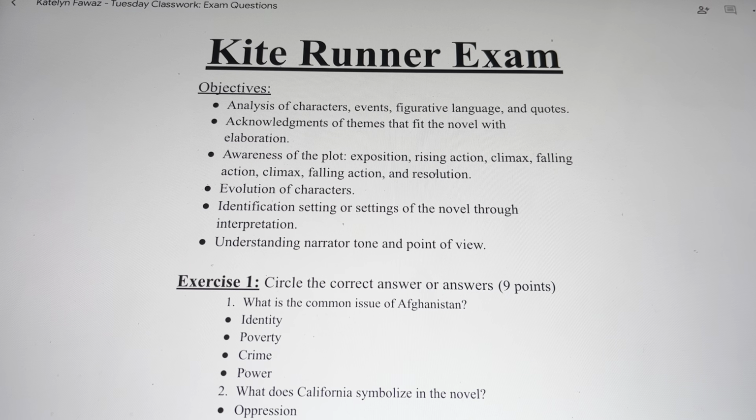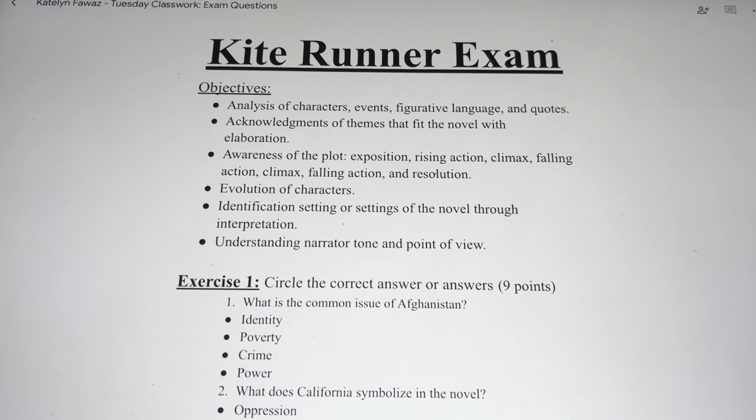And then you have the awareness of the plot. So what's the actual plot, the exposition, the rising action, the climax, all of these things. What is the rising action, when did it happen, which chapter, and then the evolution of the characters. So how did Amir change from this selfish, arrogant child to the selfless adult who sacrifices a lot.